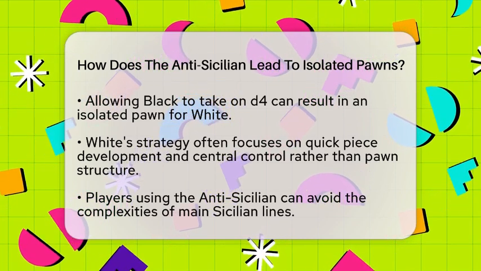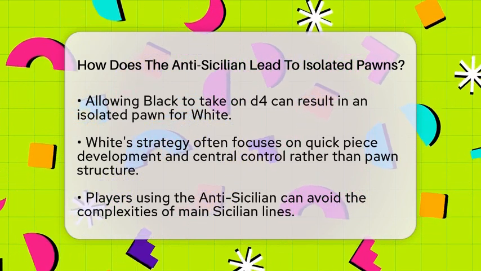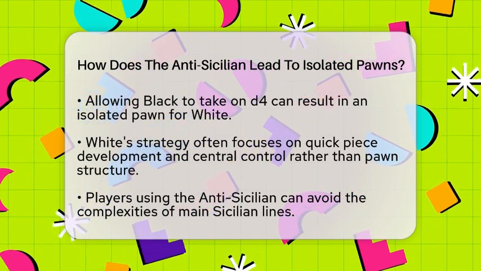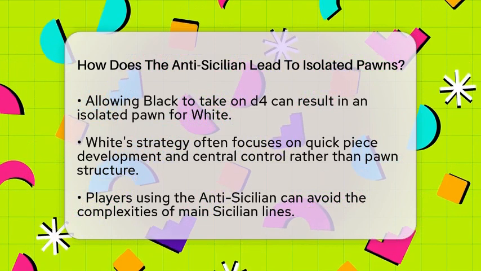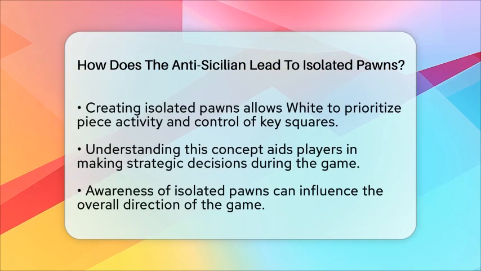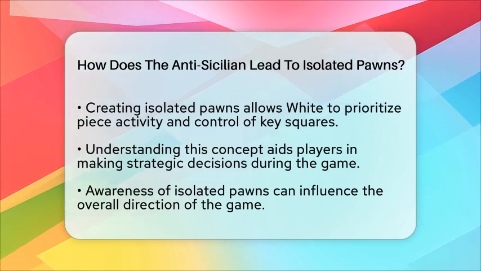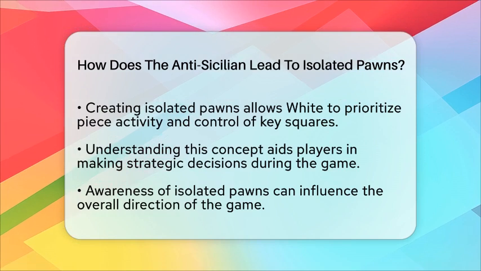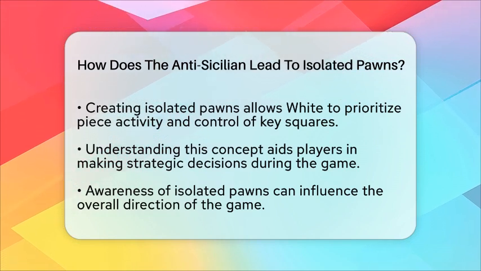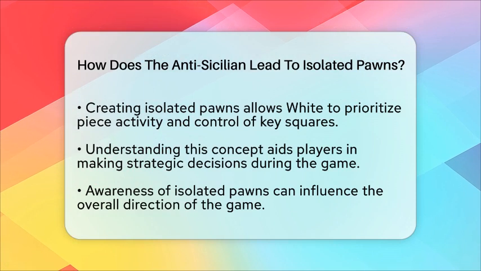of the isolated pawn. Players who use the Anti-Sicilian often do so to avoid the heavy theoretical burden of the main Sicilian lines. By allowing or creating isolated pawns, White can prioritize rapid development and control of key squares with pieces. This approach can be especially effective for those who prefer strategic play over complex tactical battles.